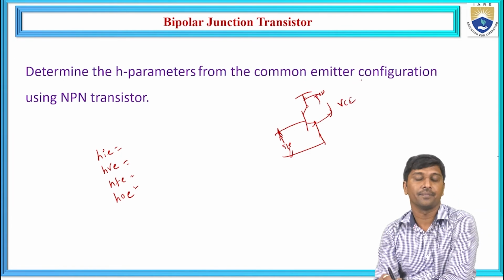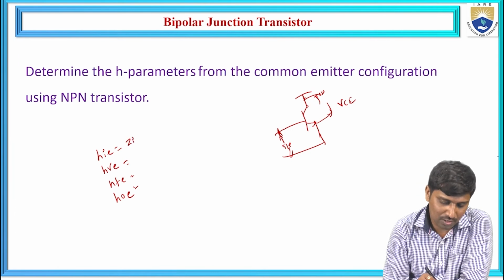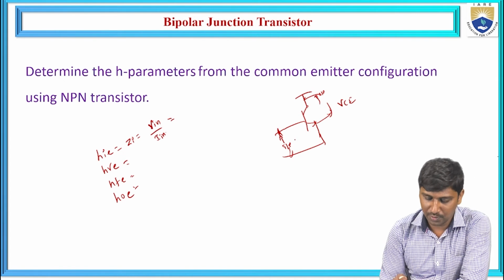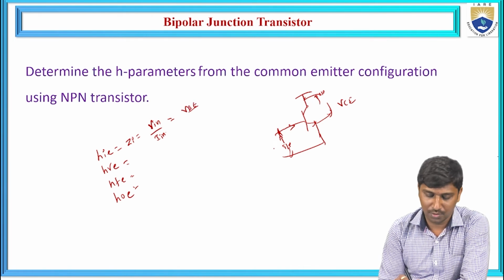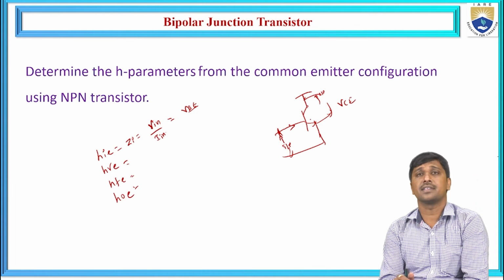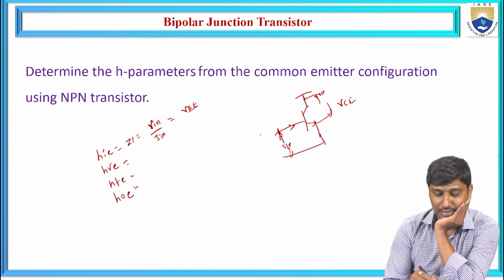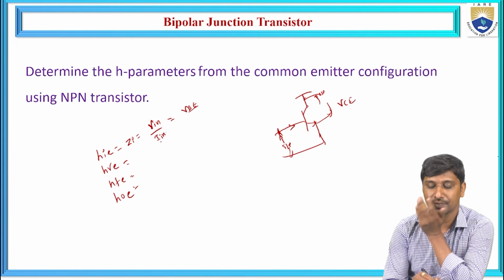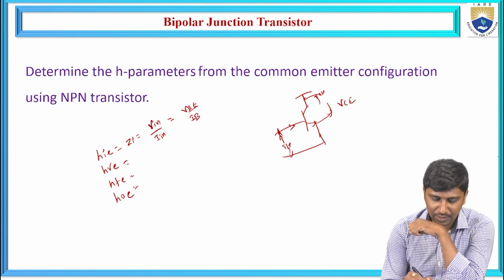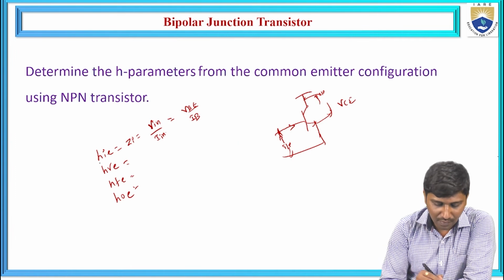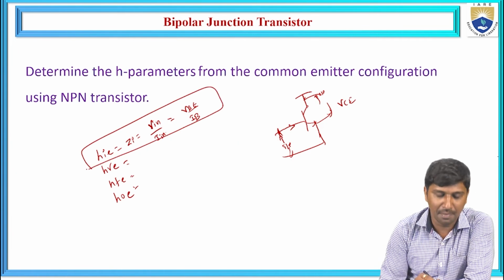So hie, also called Zi, is the ratio of input voltage to input current. What is the input voltage here? The input voltage is applied across the base, hence it is represented as VBE, the potential difference. The input current is IB. Hence hie is represented as VBE by IB.